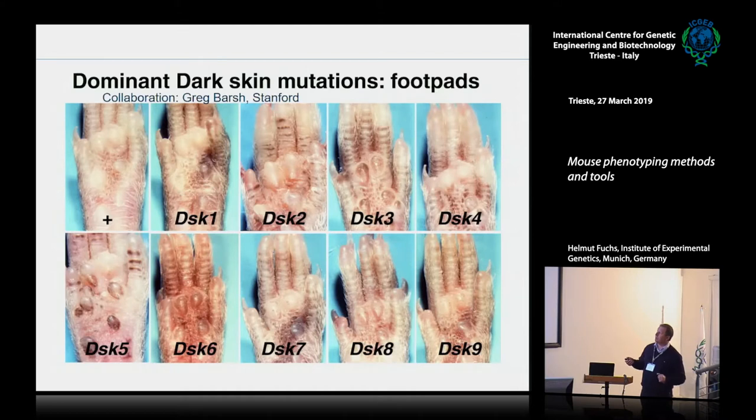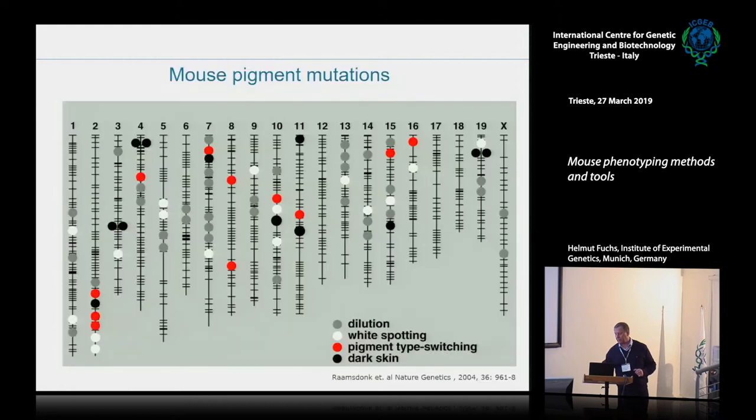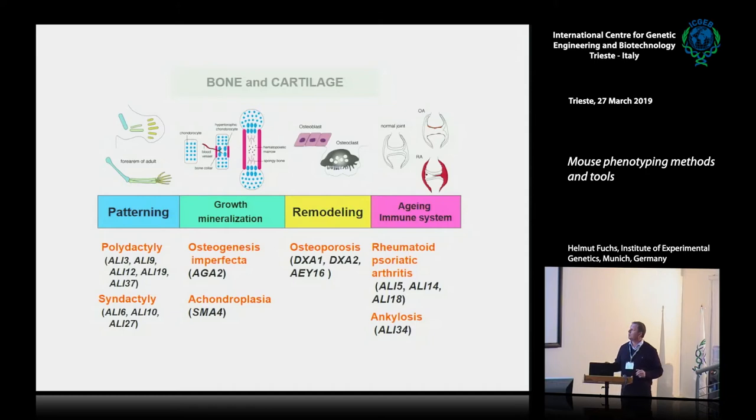where, for example, you can see a wild-type paw of a C3H mouse, and right here different variations of mutations which contribute to a darkening of the skin of the animals. And our screen contributed to the landscape of mutations for pigment, a wide range of all these additional phenotypes. And also for the bone, we had mice with patterning defects, with growth and mineralization, with remodeling, with aging and immune system defects, which we contributed with the screening.